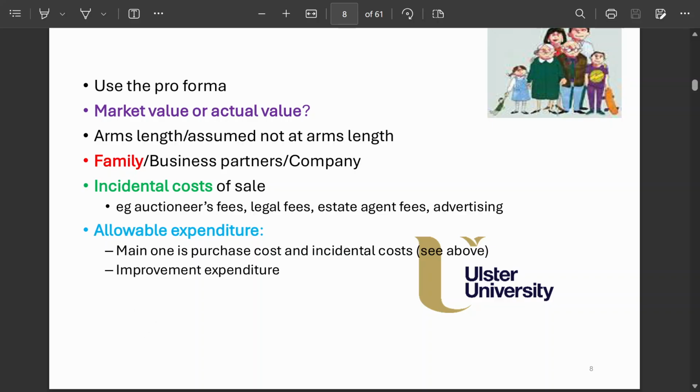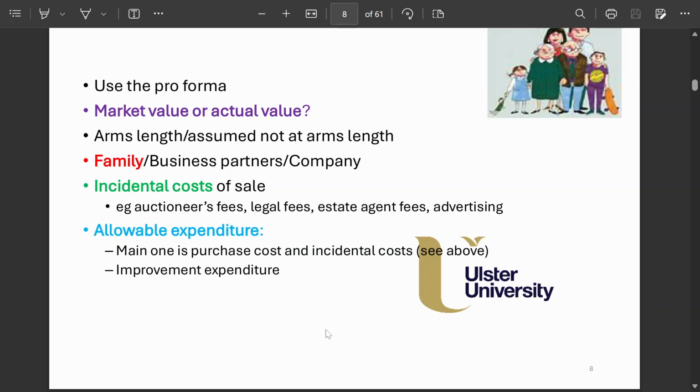Okay, so I told you auctioneer's fees, legal fees, all this stuff. Sometimes advertising costs are given. Why is advertising an incidental cost that is allowed? Because if you didn't advertise it, how would you have sold the asset? You had to advertise, and that's how you got potential buyers coming in. And so advertising is also considered acceptable as a deduction.